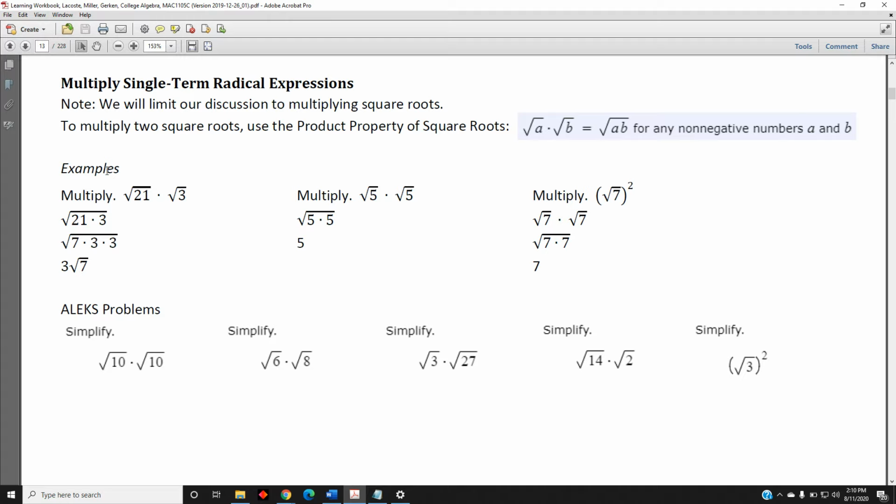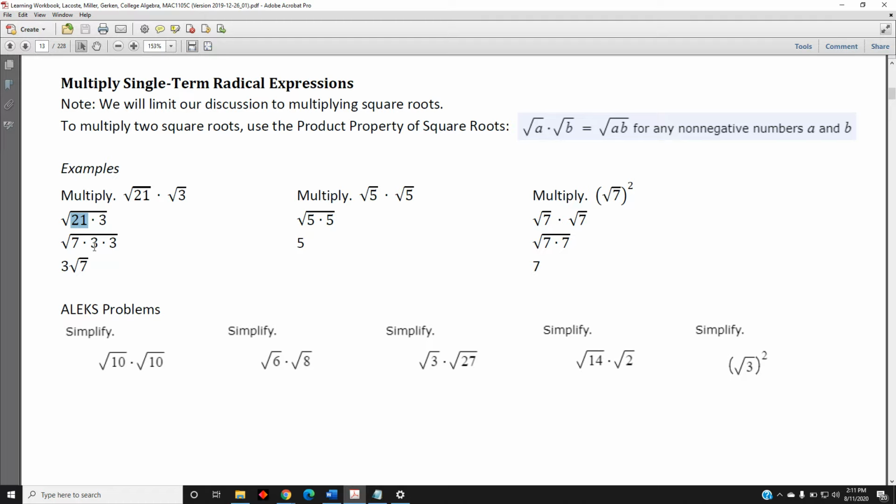Let's look at three examples. Example 1, multiply the square root of 21 times the square root of 3. Well, 21 is a non-negative number, and 3 is a non-negative number, so we can combine these two radicals into one using the product property of square roots. The square root of 21 times the square root of 3 can be rewritten as the square root of 21 times 3.